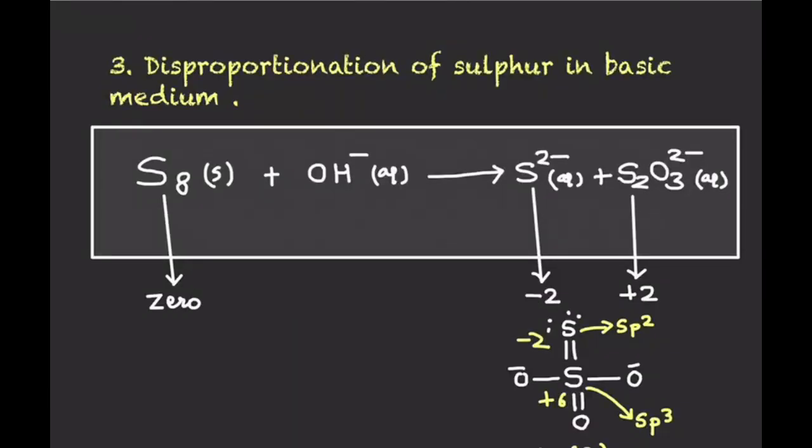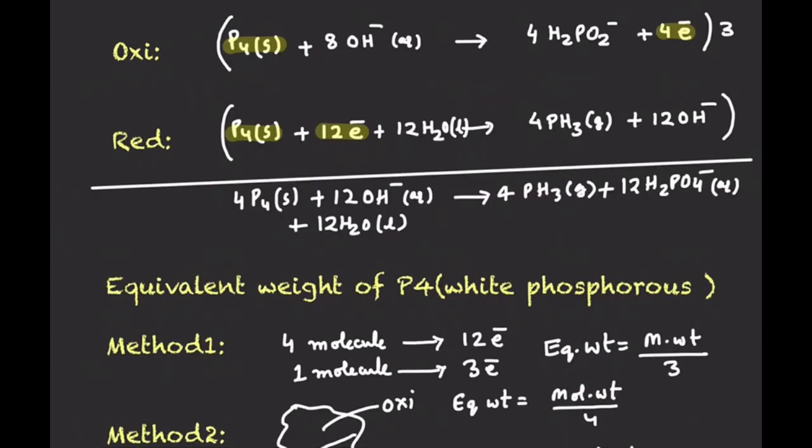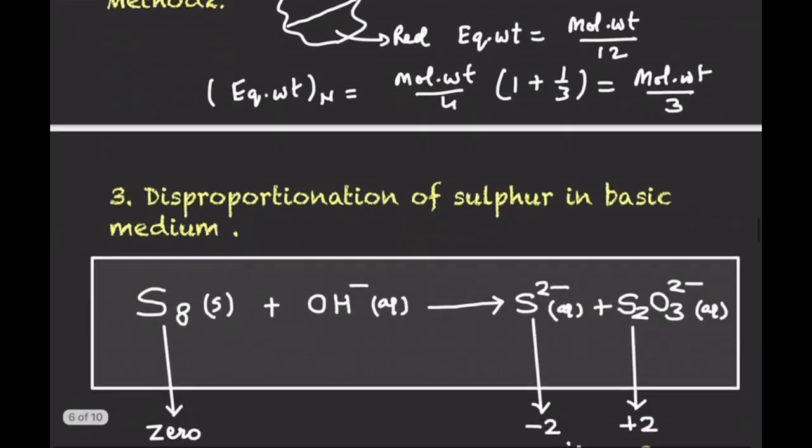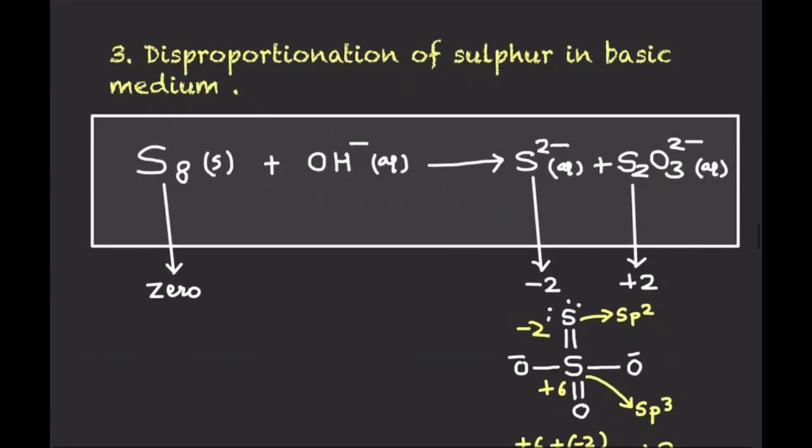Before starting the disproportionation of sulfur, we made an error in writing, so here we do the correction. This is 12 times the hypophosphite ion. So it is H2PO4; in place of PO4, it should be H2PO2 minus, the hypophosphite ion. Okay, now coming to the disproportionation of sulfur in basic medium. We know that when we use sulfur in basic medium, it is converted into sulfide ion and thiosulfate ion.